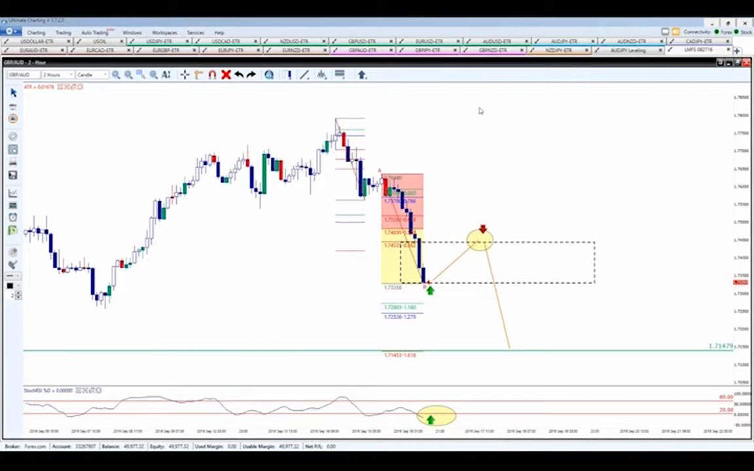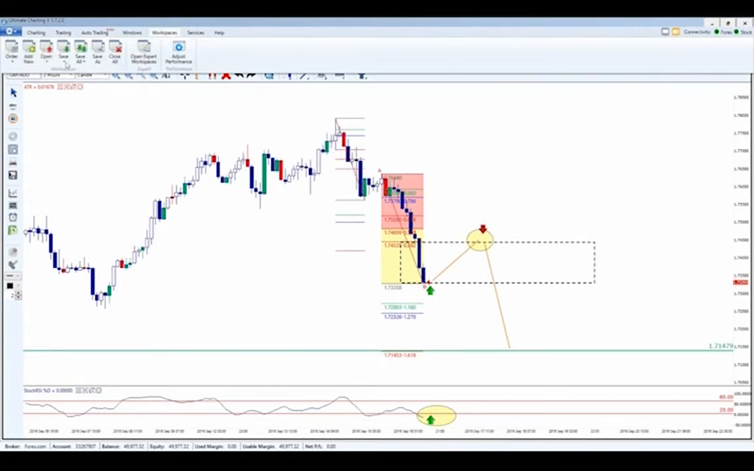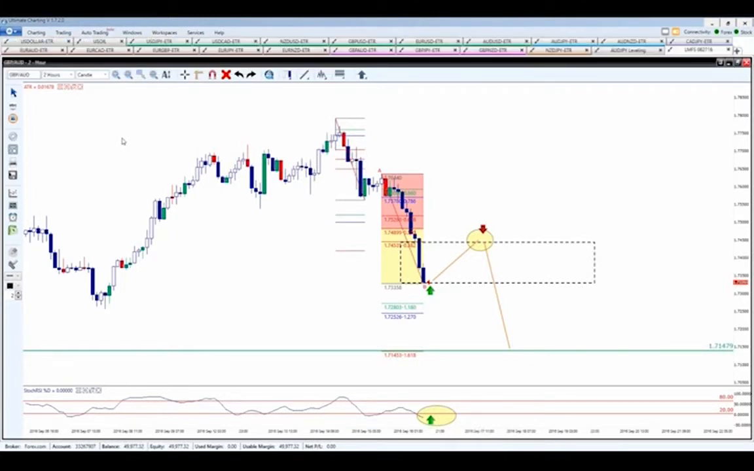Now, the neat thing about this is that you can actually share your workspaces and you can save them to the cloud. You can come in here, your workspaces, save them to the cloud, and if you're like me and you work on multiple computers, you can pull these workspaces up on multiple computers as long as you have the charting software installed on that computer.